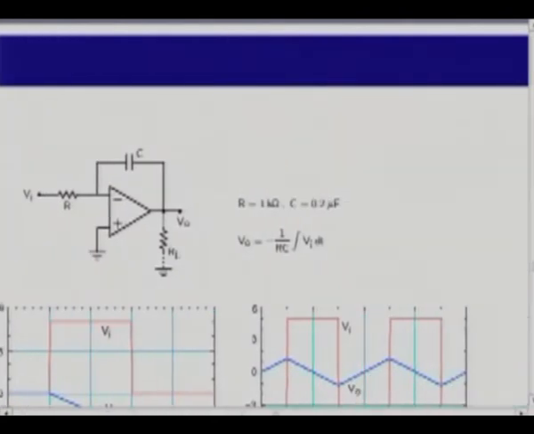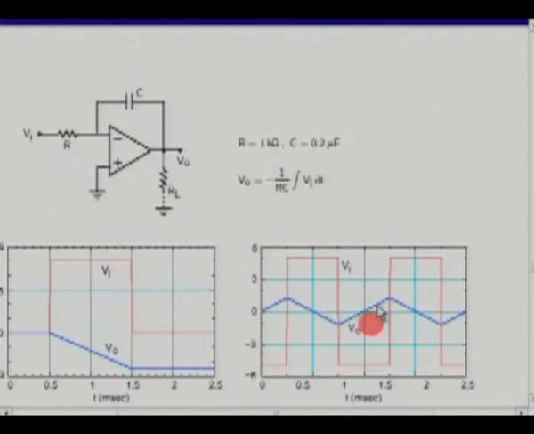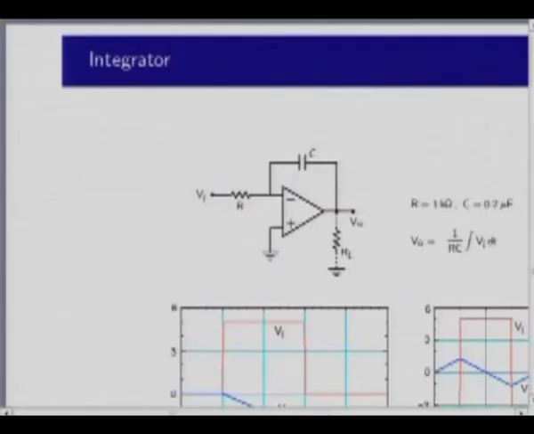Here is a square wave example and our corresponding output voltage for certain values of R and C.